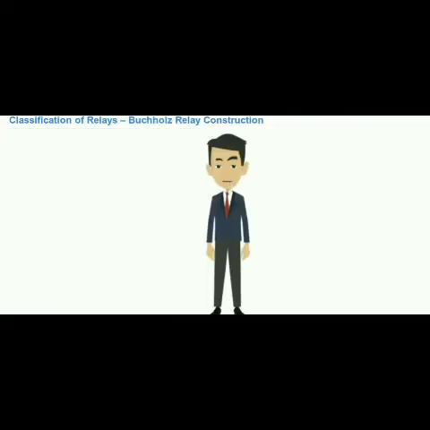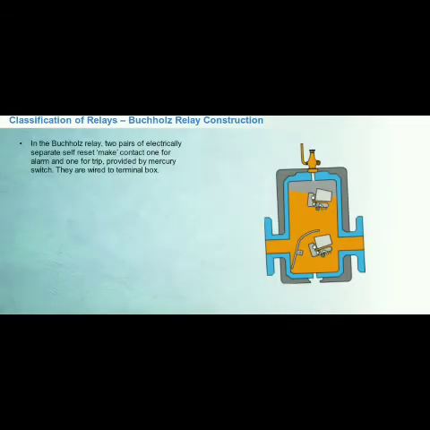Let us take a look at the cross-sectional image of the Buchholz relay. As you can see in the Buchholz relay, two pairs of electrically separate self-reset make contacts, one for alarm and one for trip, are provided by mercury switches. They are wired to the terminal box.